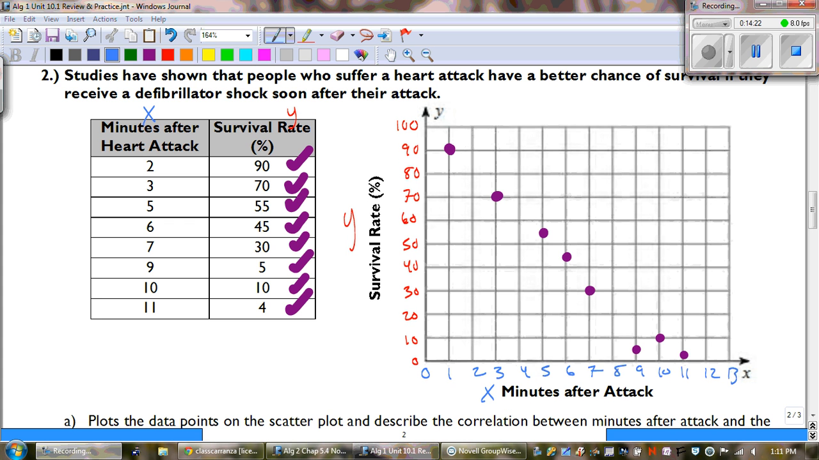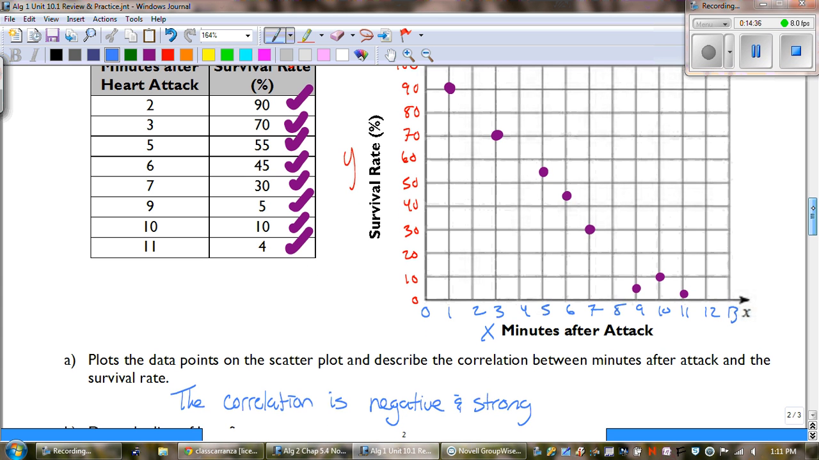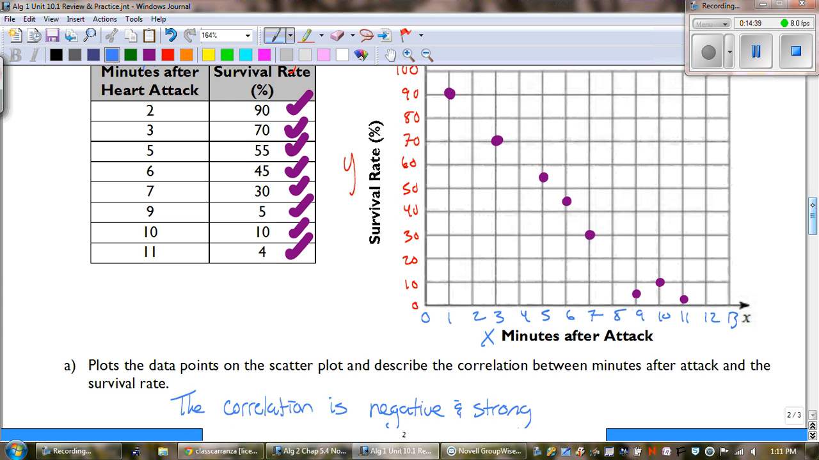Okay, so there are all the points. You guys should have your line there. And what do you say about the correlation? Is it positive or negative? Good, it's negative and it's strong, okay? Those points are pretty close together. I can understand if you said moderate, but I think the best way to describe those is strong, okay?